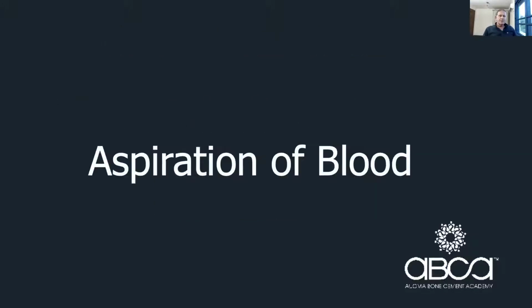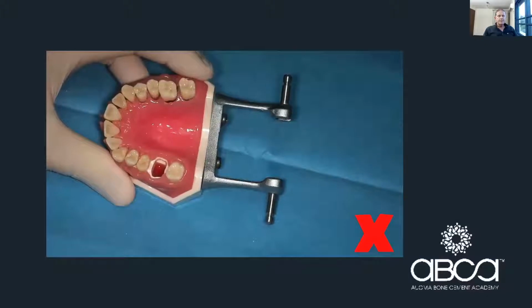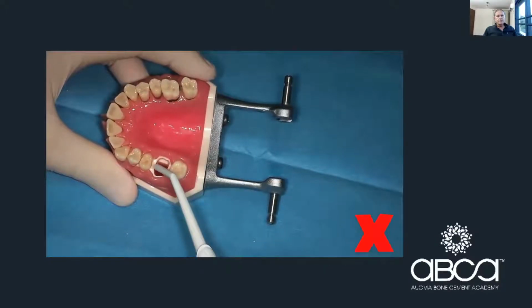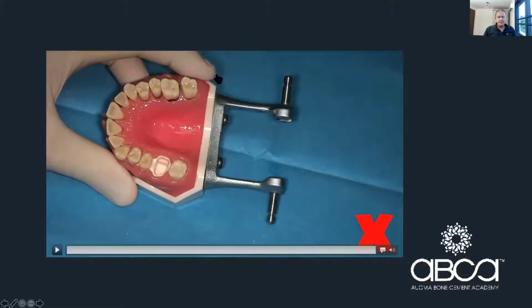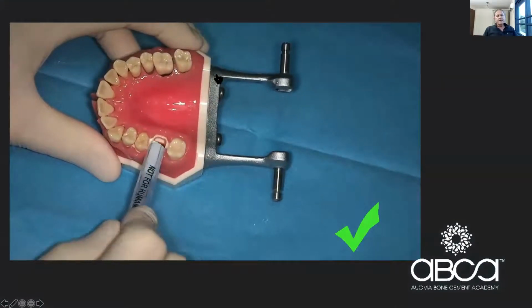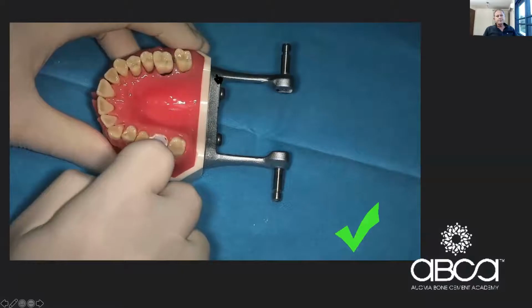Now let's see about socket grafting. One important thing when we extract the tooth is not to aspirate the blood. For example, when we have blood at the bottom of the socket, we shouldn't aspirate it. The blood is very important for the regeneration process. Therefore, do not aspirate it. It's very, very important. So we leave the blood inside, then we inject the material.